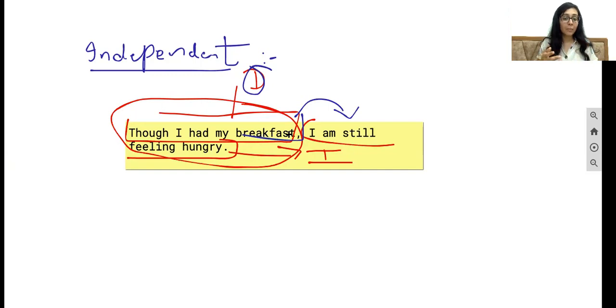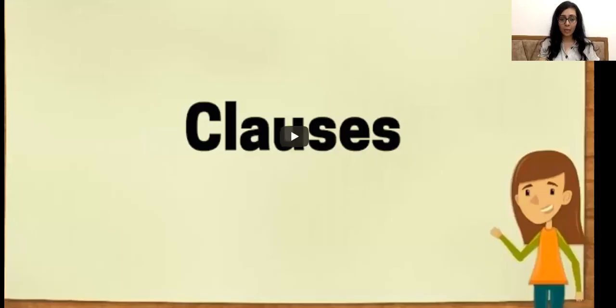But "though I had my breakfast" can have some other information as well. I am still not satisfied with the food. I'm still feeling hungry. Though I had my breakfast, but still I'm not sure. Any other information can be there. But if I say I'm feeling hungry, it's complete information. So even in this one sentence, we could understand that it has an independent clause as well as a dependent clause, right? Let's go back to the slides now.